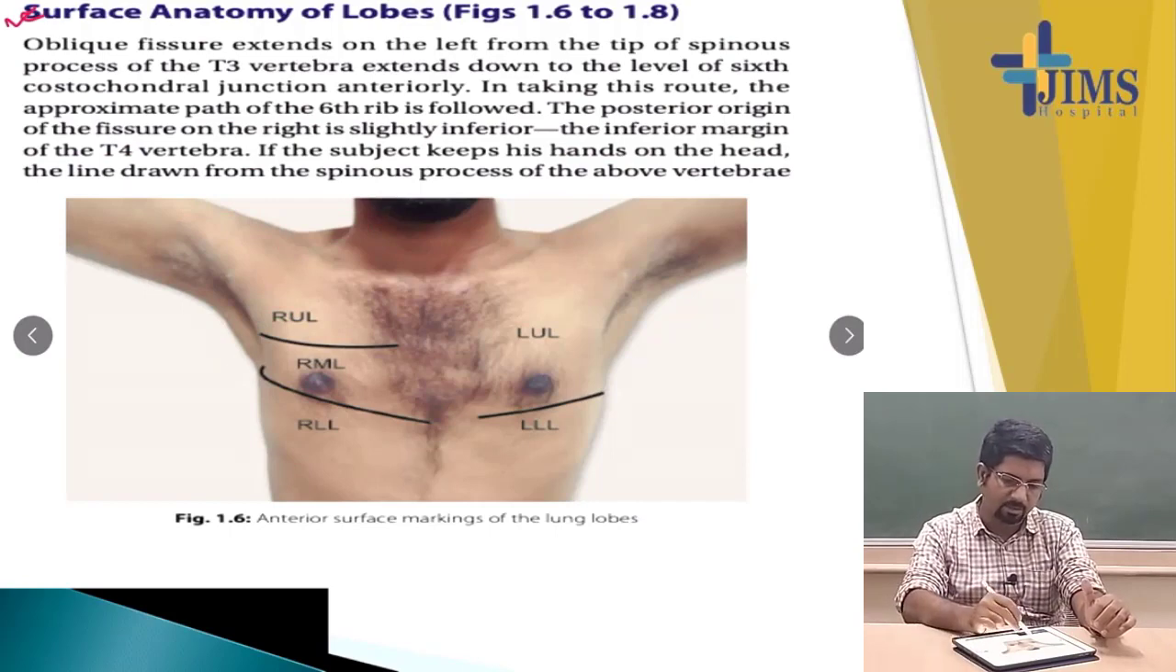On the right side there are three lobes: upper, middle and lower. The oblique fissure divides it into the right upper and right lower lobe, and from the hilum another arbitrary line is drawn on the oblique line, and that divides the upper lobe into the right upper and right middle lobe. On the left side only one line divides the left lung into the left upper lobe and the left lower lobe. That is the oblique fissure.